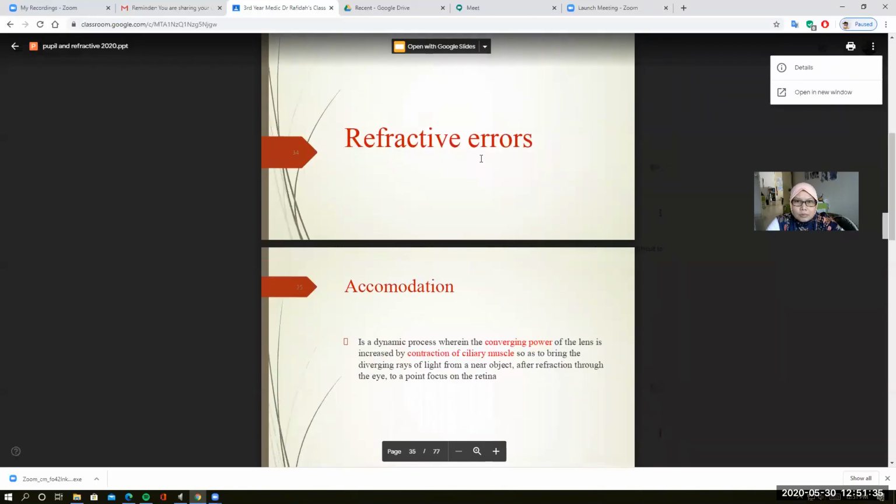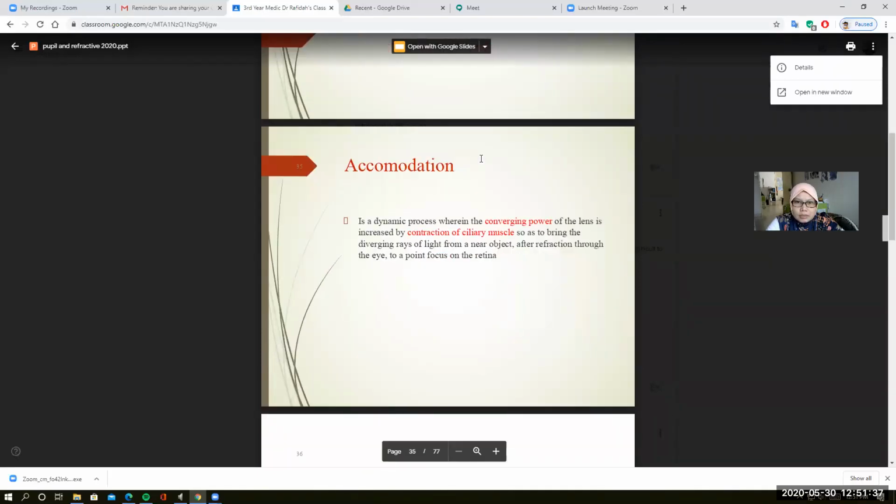Okay, so we start with understanding what is accommodation. So what is accommodation? It is a dynamic process wherein the converging power of the lens is increased by contraction of ciliary muscle, so as to bring the diverging rays of light from a near object after refraction through the eye to a point focused on the retina. Okay, so what does it mean?